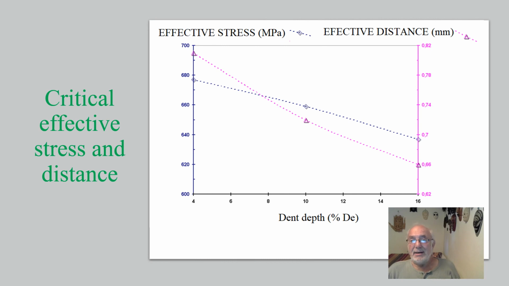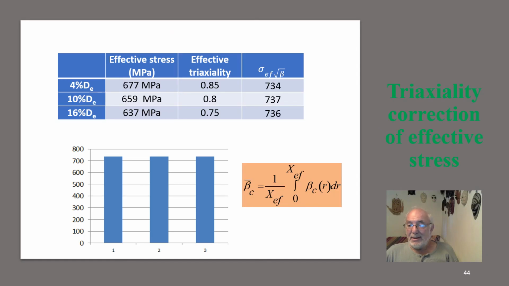In this slide, I report the effective stress and the effective distance versus the dent depth for the three kinds of tests: 4% for the dent depth, 10% and 16%. We can notice that the effective stress and the effective distance are a decreasing function of the dent depth. Results indicate that the effective stress is not constant and depends on the defect geometry.